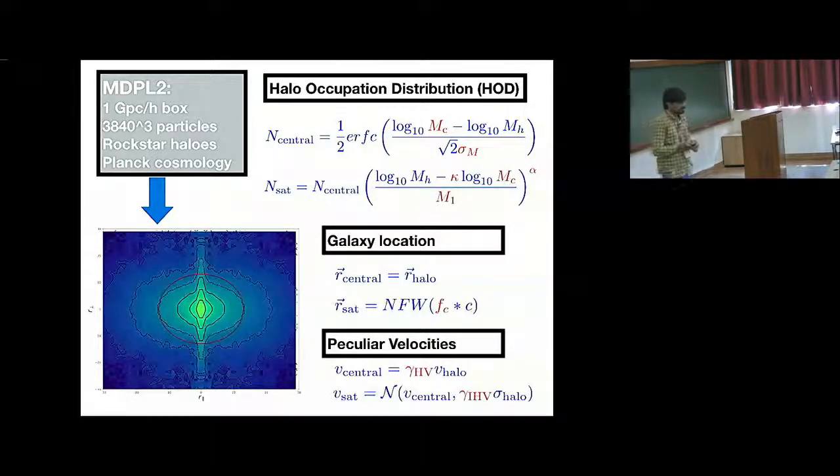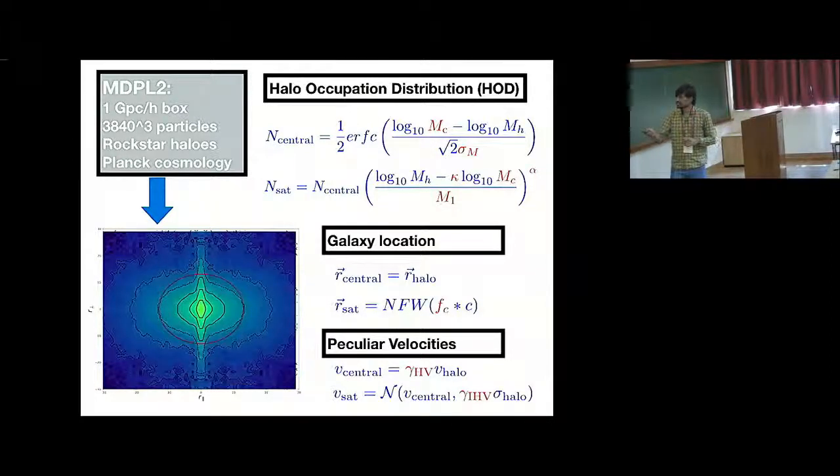Again, for the peculiar velocity, I will assign the central galaxy the halo peculiar velocity, with a free parameter, gamma HV. So I'm allowed to scale the velocity, and this is going to impact your large scale quadrupole. So this is going to actually impact the cosmological inference which you are going to get.